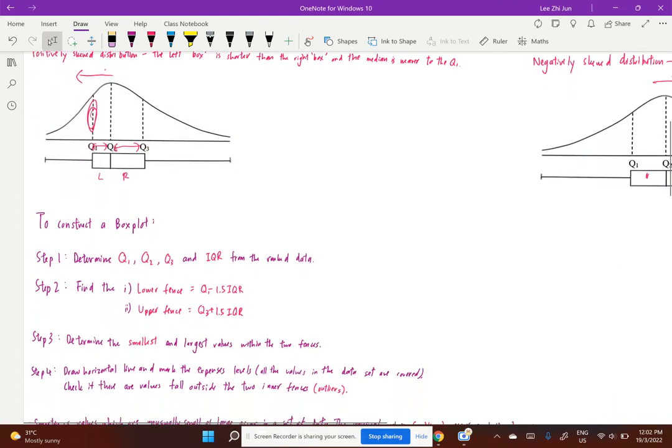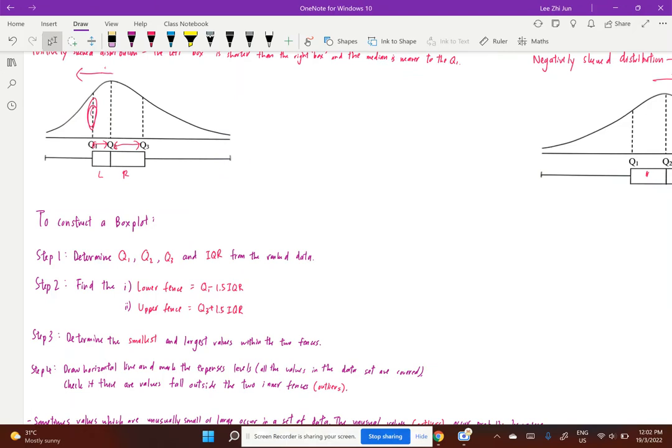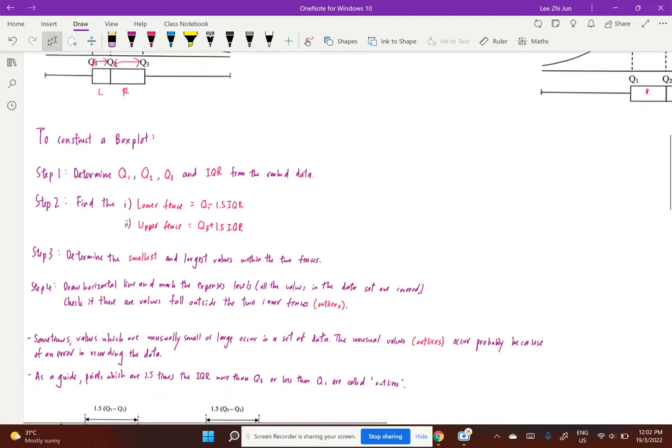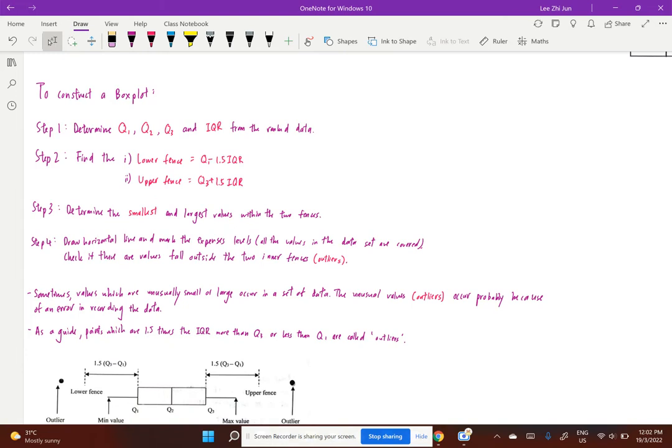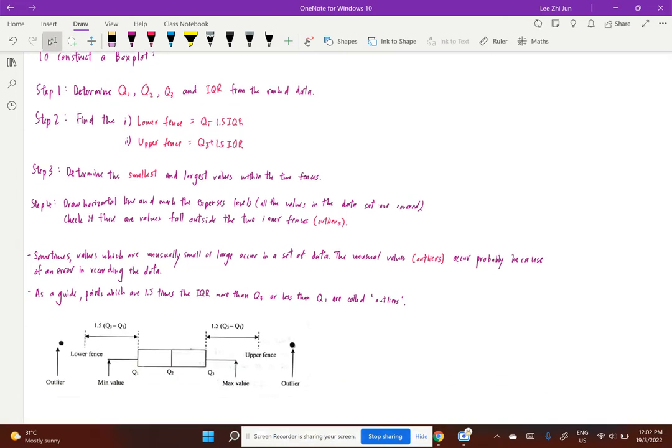So to construct box plots, we have 4 steps. Wait, let me introduce one thing first, which is the outlier. Some values are unusually small or large, and the set of data may have an error in recording the data. So usually the unusually small or large data will be the outliers. As a guide, points which are smaller than the lower fence or larger than the upper fence will be called outliers. Later we will count it.